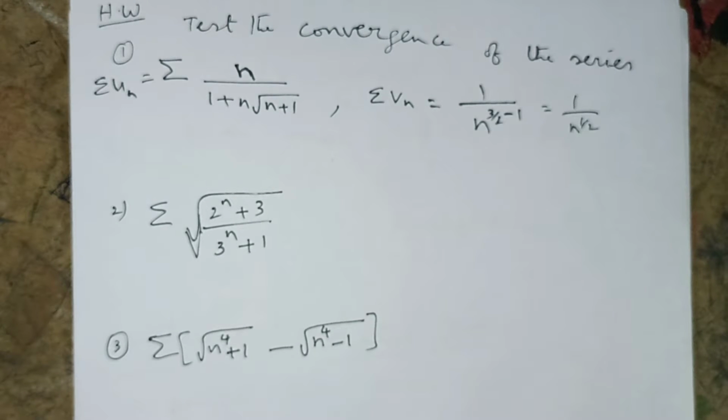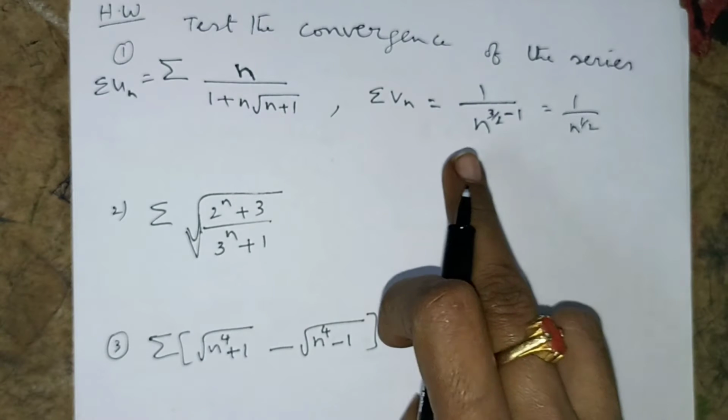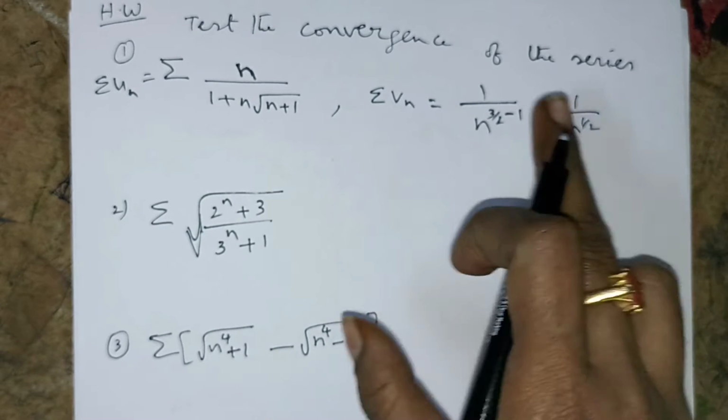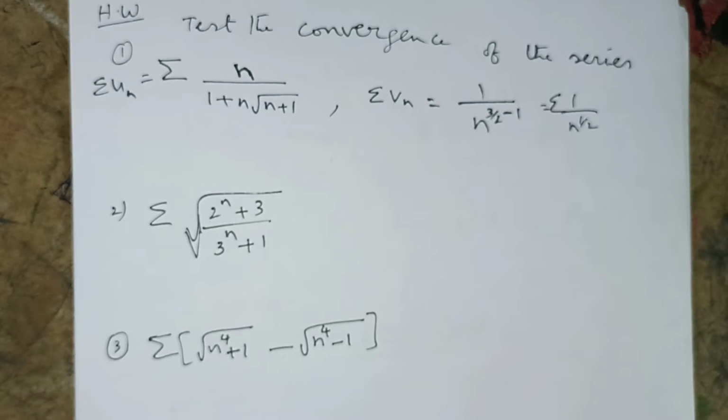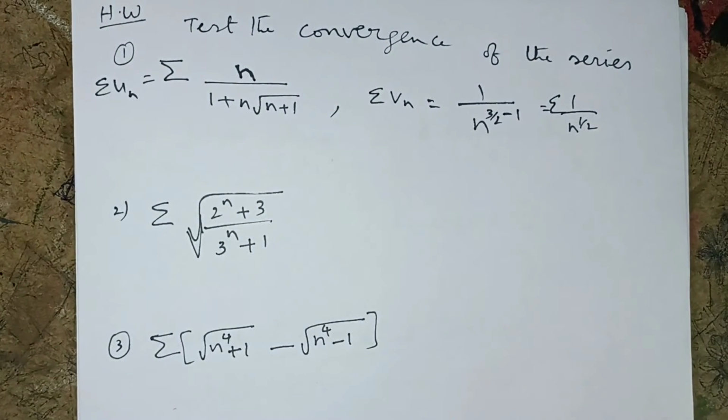Then you have to take the help of sigma vn. How much have we got? Sigma 1 by n to the power of p, where p is equal to 1 by 2, which is less than 1. P less than 1 means sigma vn diverges. If sigma vn diverges, then sigma un diverges. Now another problem.